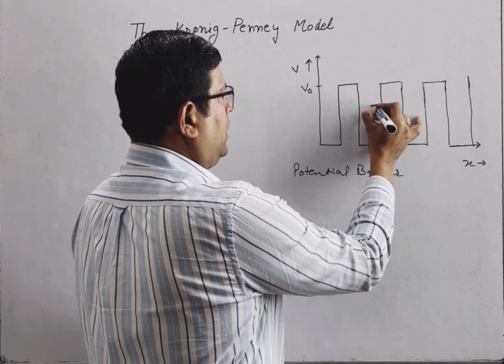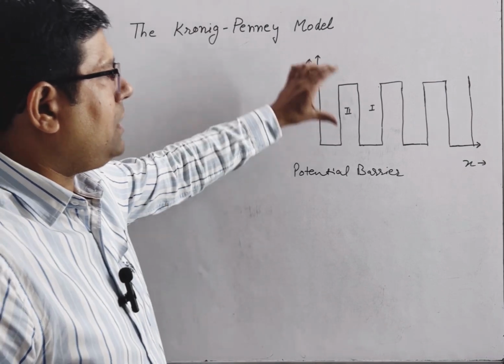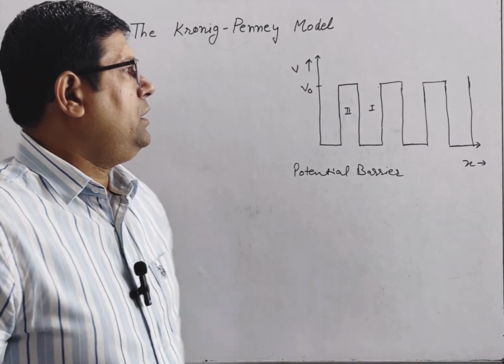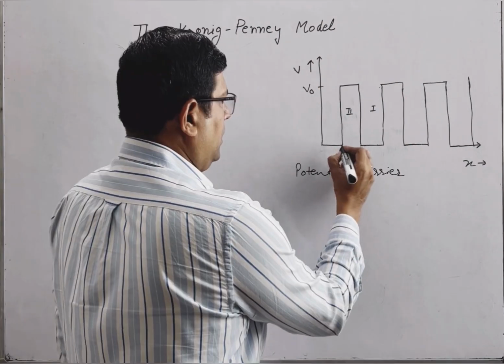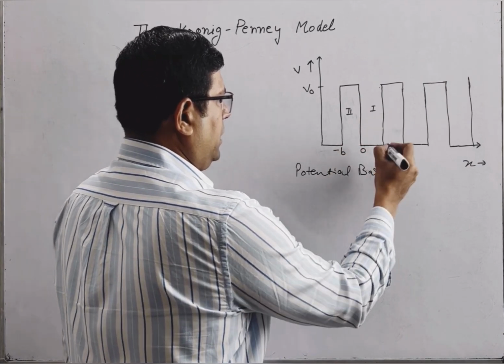Suppose this is region 1 and this is region 2. These two regions are repeating. These are periodic. Let this be point minus B, this is 0 and this is A.